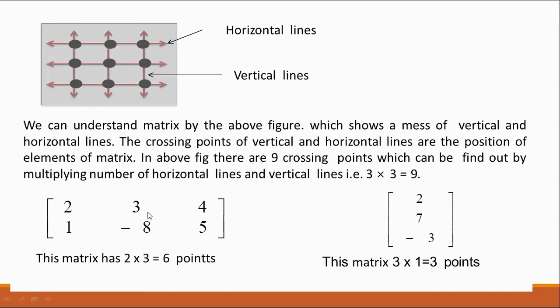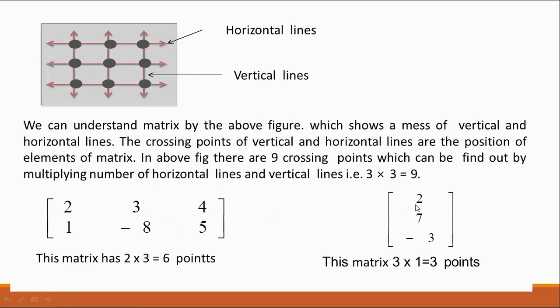Here you see an example. For example, this is a matrix. In this matrix there are 2 rows and 3 columns. So 2 multiplied by 3 is equal to 6. So there are 6 points, which means that in this matrix there are 6 elements: 1, 2, 3, 4, 5 and 6. So there are 6 elements.